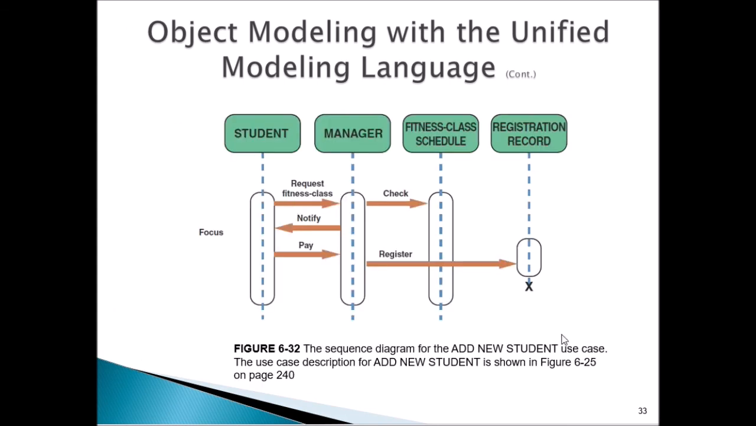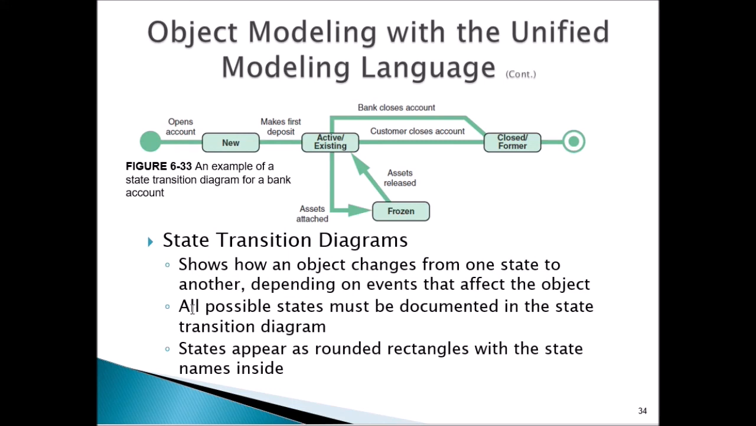Right here we have an example of the Add New Student use case. This is an example of a sequence diagram, and you can see how it's all laid out here. Next, we're going to look at a state transition diagram, and that's what one of these looks like here.